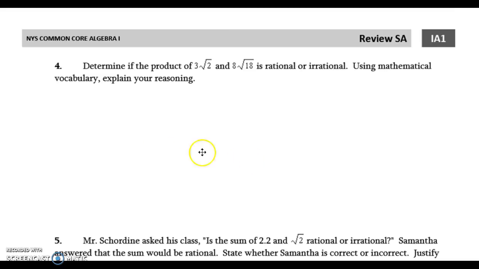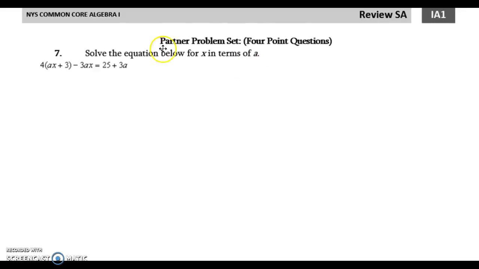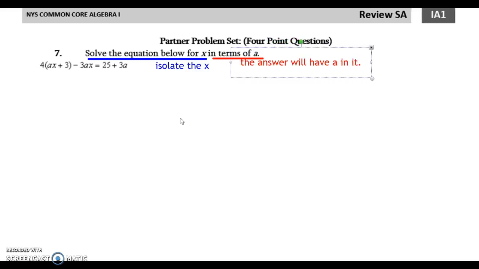Next, we're going to take a look at problem number, not 6, but 7. In problem number 7, it asks us to solve the equation for x. Solve the equation below for x. That means that we're supposed to isolate the x value. It also says in terms of a. So I want to be clear about what that means. In terms of a only means that your answer is going to include the letter a.